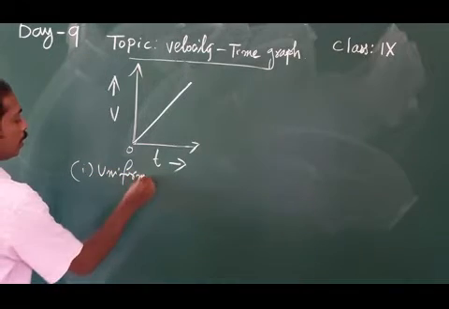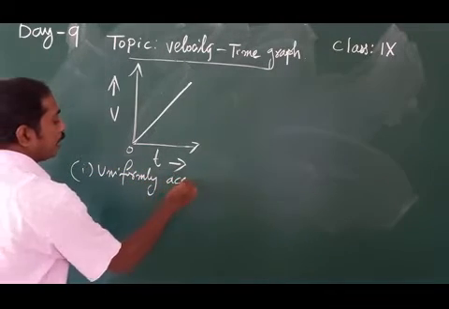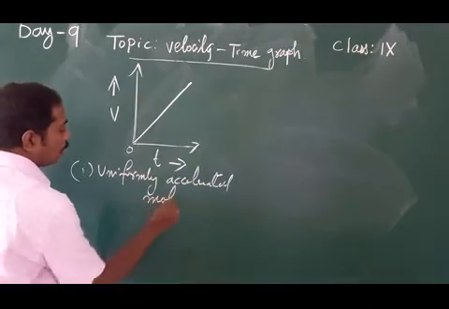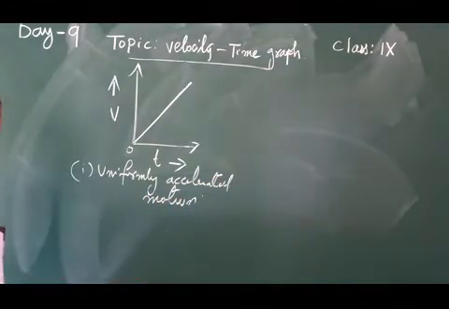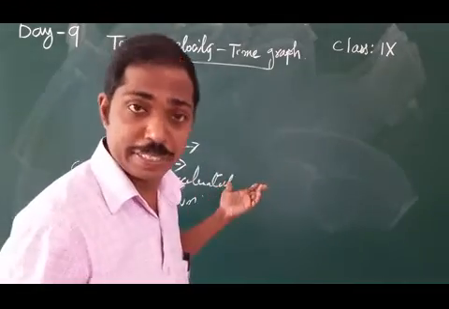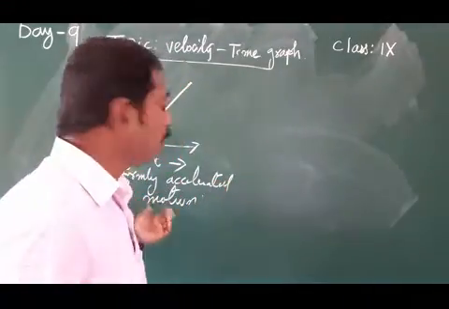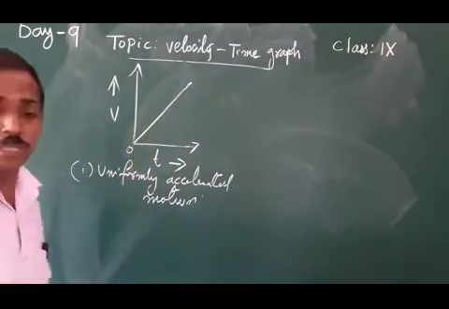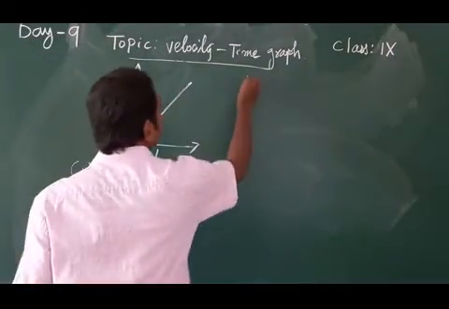Uniformly accelerated motion. Velocity changes with the time, so the body is said to have acceleration. This accelerated motion is uniformly accelerated motion. Observe this graph.